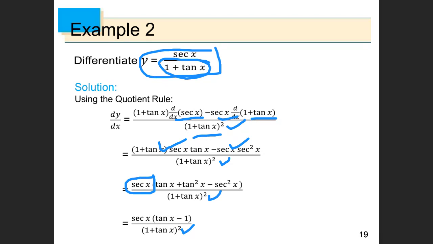Now, if you remember, this also can be simplified because 1 plus tan squared is equal to sec squared. So when I see sec squared, I can replace it with what? 1 plus tan squared. And if you do that, the tan squared will cancel out and then you'll be left with minus 1 there. And there we go. This is as simplified as possible because nothing else can cancel out. Then you can stop there. All right.